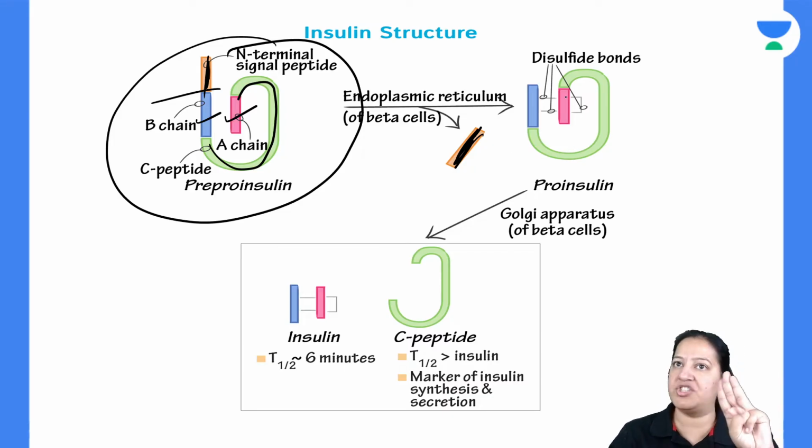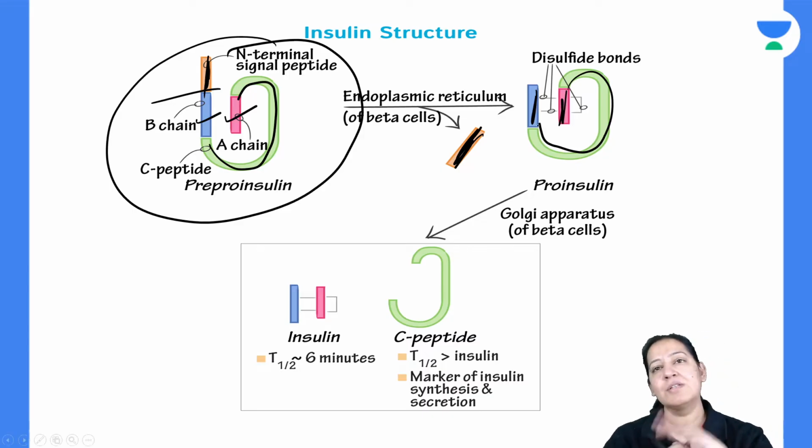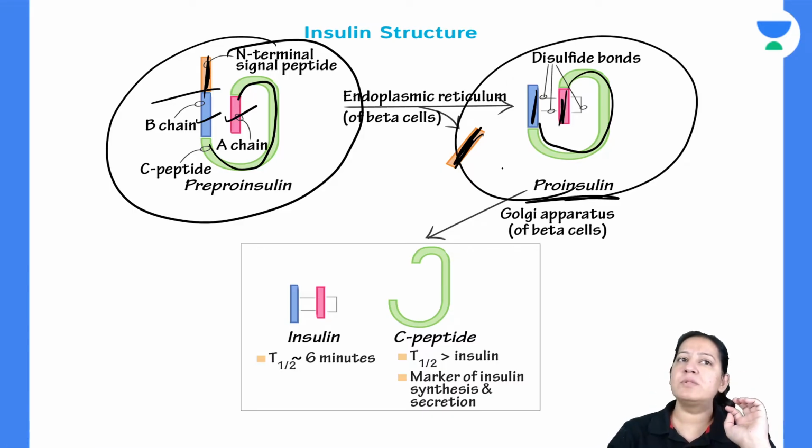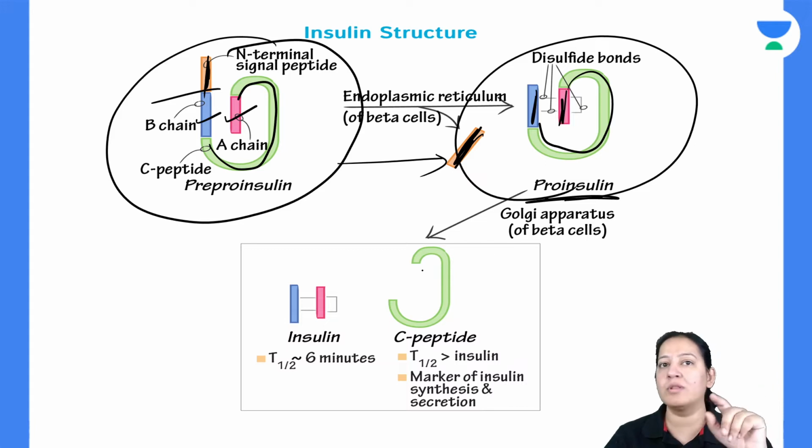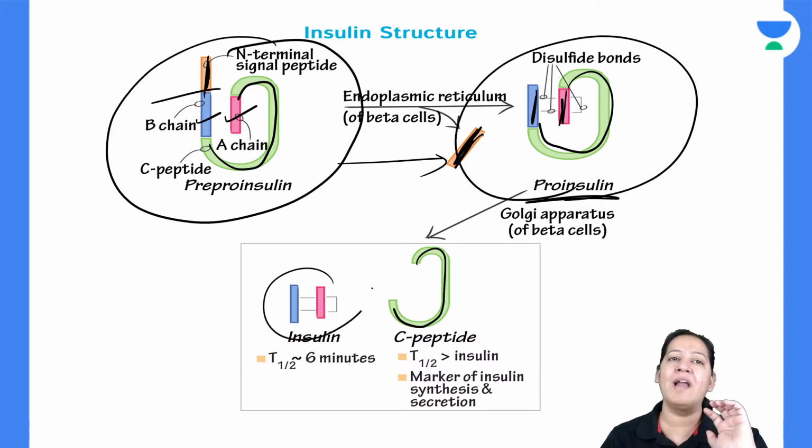Now we are having only 3 chains: alpha, beta, and a connecting peptide between them, the C-peptide. So this is known as proinsulin. Now pre-proinsulin gets converted into proinsulin. Now the C-peptide is also separated. Having 31 amino acids, it is separated, and only alpha and beta are remaining. Alpha having 21 and beta having 30, total 51 amino acids. You can see it is insulin.